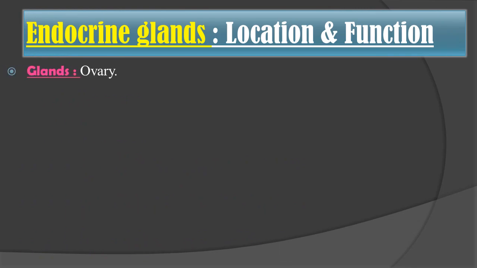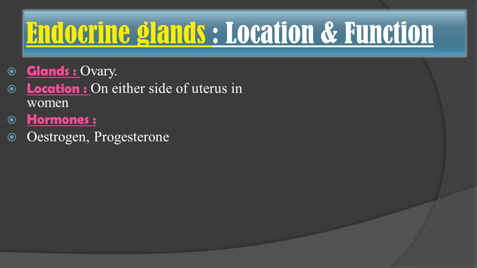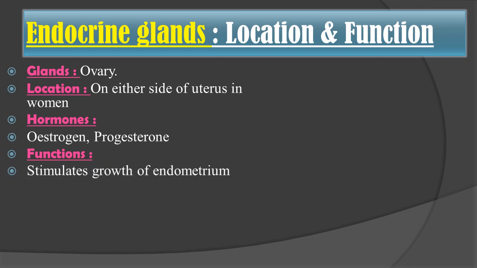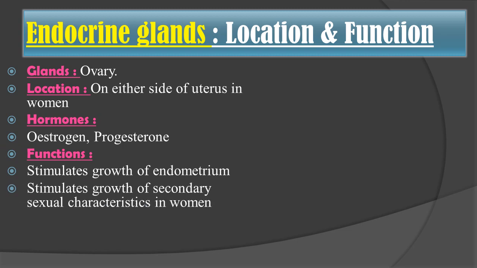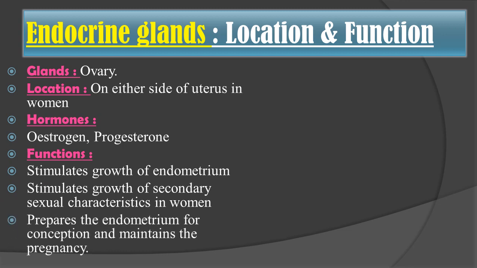The next gland is the ovary. These glands are present in females. The ovaries are present on either side of the uterus in woman. Hormones secreted by the ovary are estrogen and progesterone, and the function of these hormones is to stimulate growth of the endometrium. Now the endometrium is the wall of the uterus in the female. Second function stimulates growth of secondary sexual characteristics in woman. Third, prepares the endometrium for conception and maintains the pregnancy.